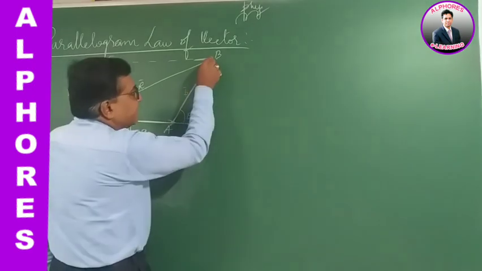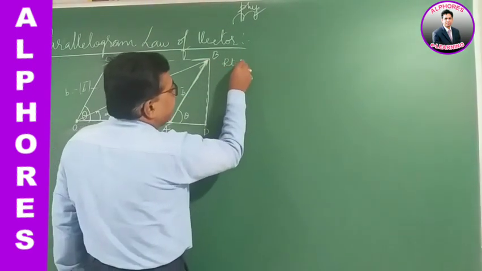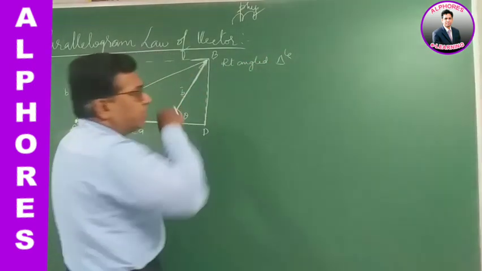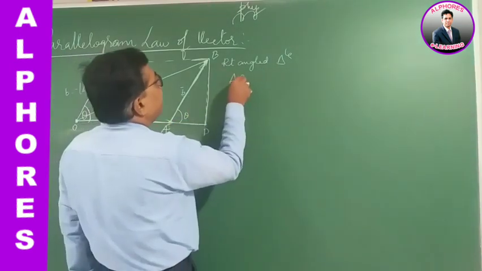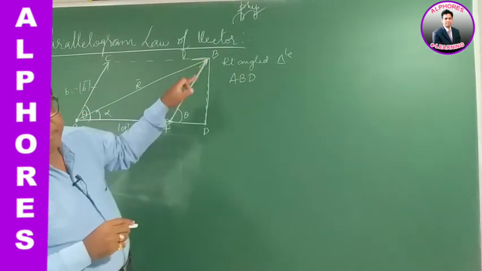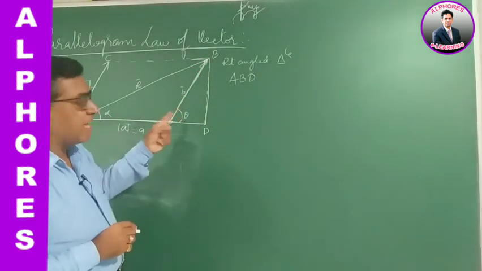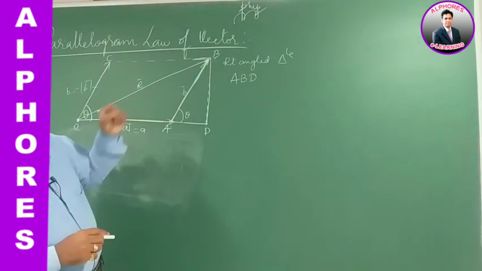Consider the right angled triangle ABD. In this right angled triangle, AB represents vector B bar and this is angle theta. Then taking the components of the vector B.